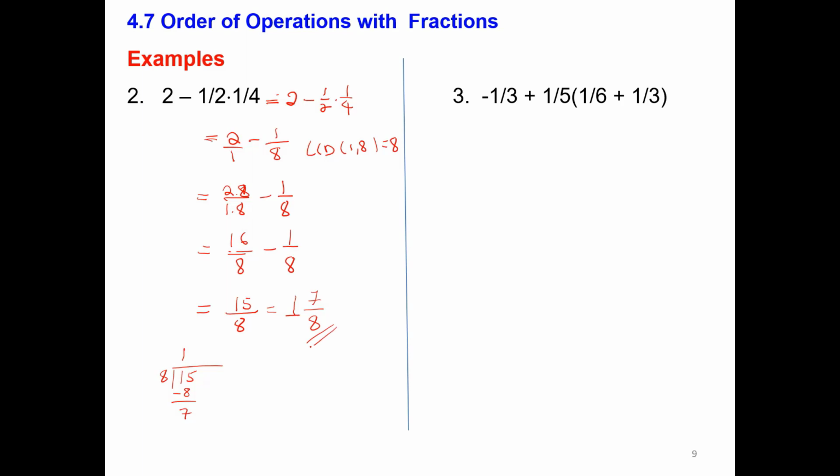Now let's go with the next example. In this case we have addition, we have multiplication, but we have parentheses. By the order of operations, what we have to solve first is what is inside the parentheses. Let's solve this part first, and then we will solve the other part. In this case we have negative 1 over 3 plus 1 over 5. Because we have different denominators, we need to find the LCD.